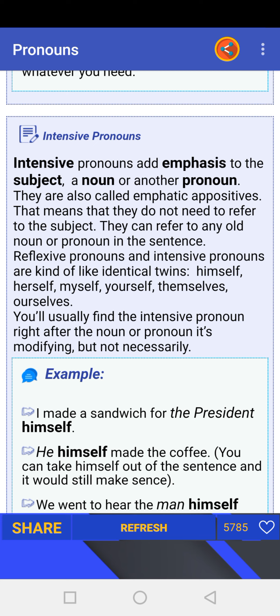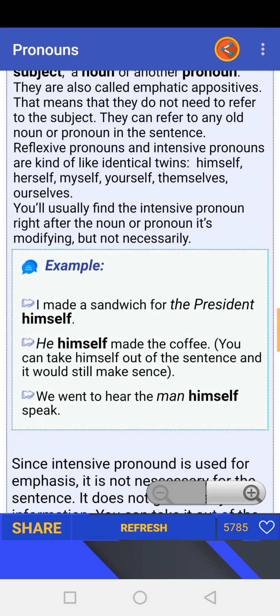So here it is just to say that intensive pronouns are used to emphasize the noun or the subject. Their use is mainly directed toward emphasis. And also the reflexive and intensive pronouns are identical: himself, herself, myself, yourself, themselves, ourselves. You'll usually find the intensive pronoun right after the noun or pronoun it is modifying, but not necessarily.